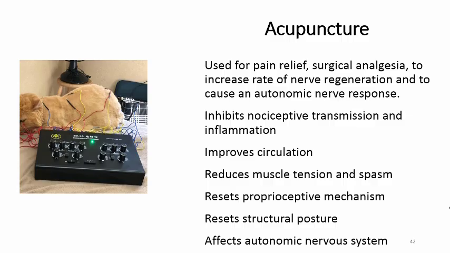It can be used for surgical analgesia. I don't use it for that, but it can be. To increase the rate of nerve regeneration. That's why I'm using it. And to cause an autonomic nerve response.